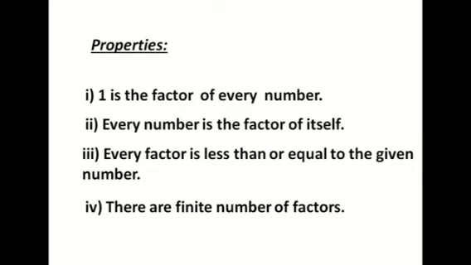So there are 4 basic properties. The first one is 1 is a factor of every number. Second one, every number is a factor of itself. Third one, every factor is less than or equal to the given number. And the fourth one, there are a finite number of factors. So remember all the properties, these are very important.